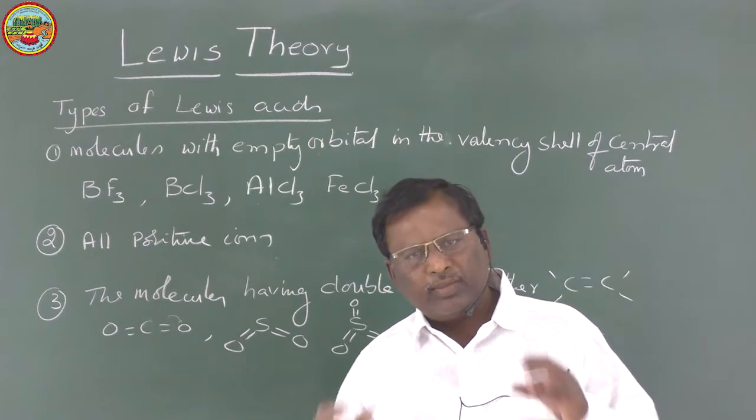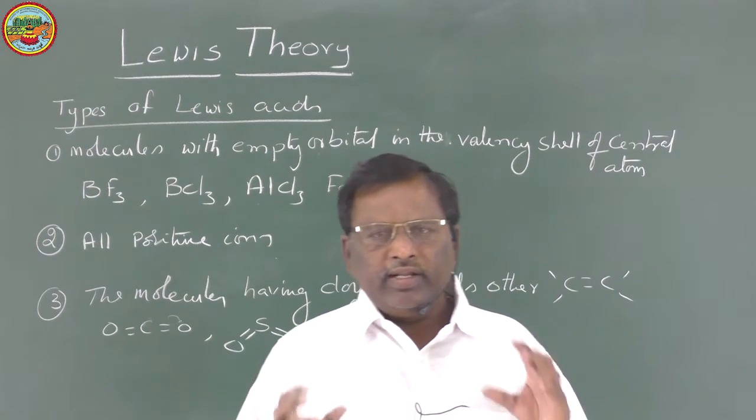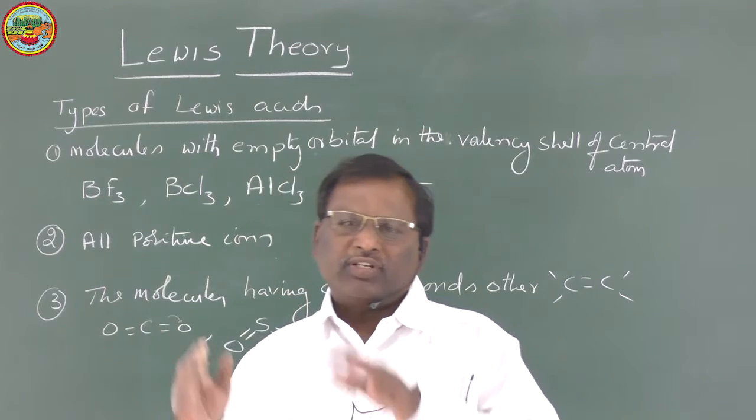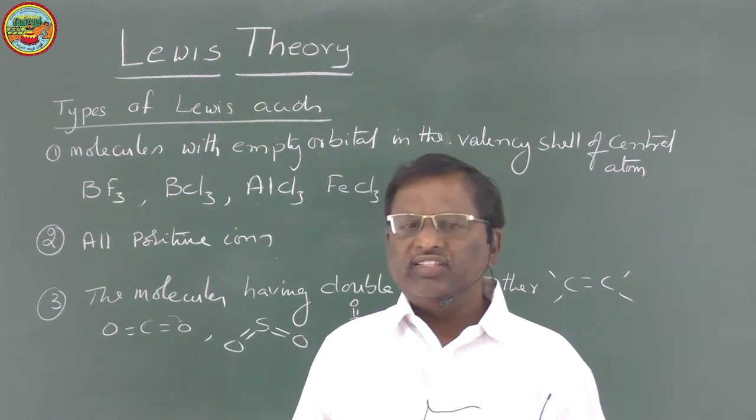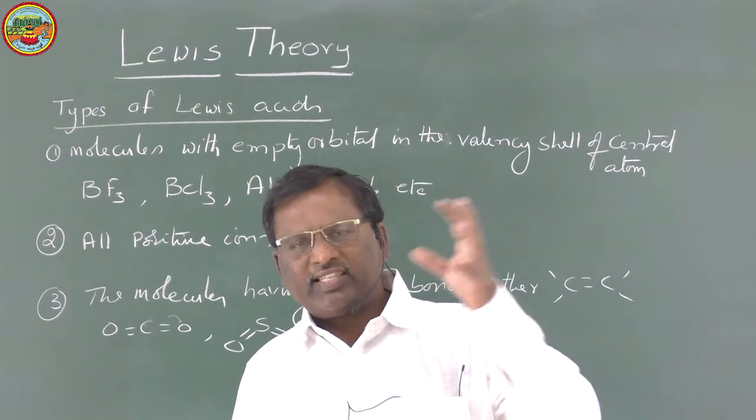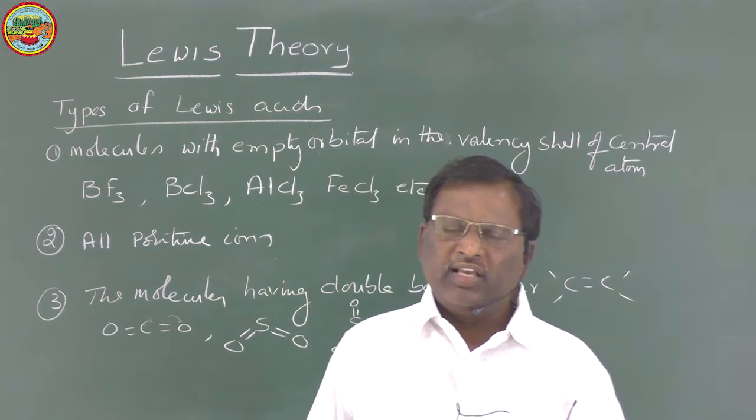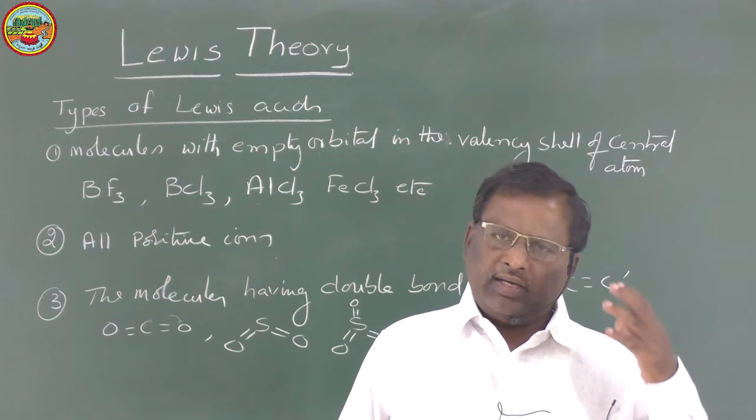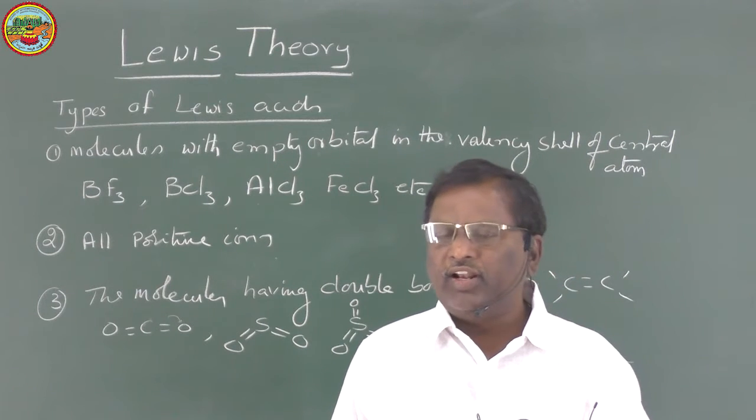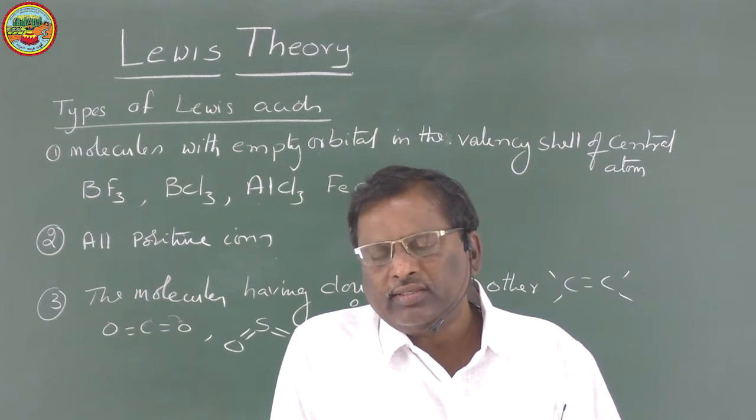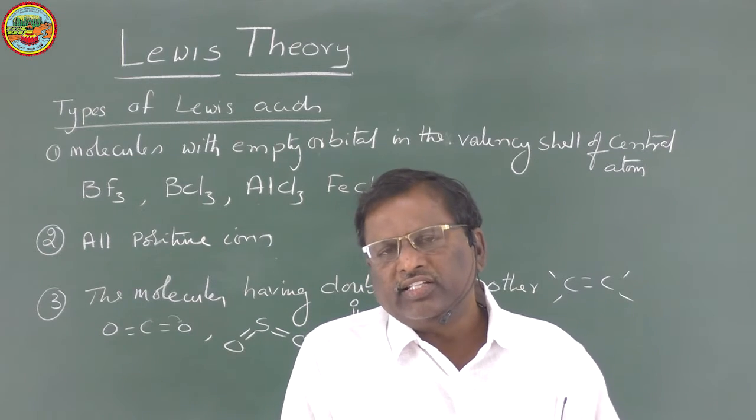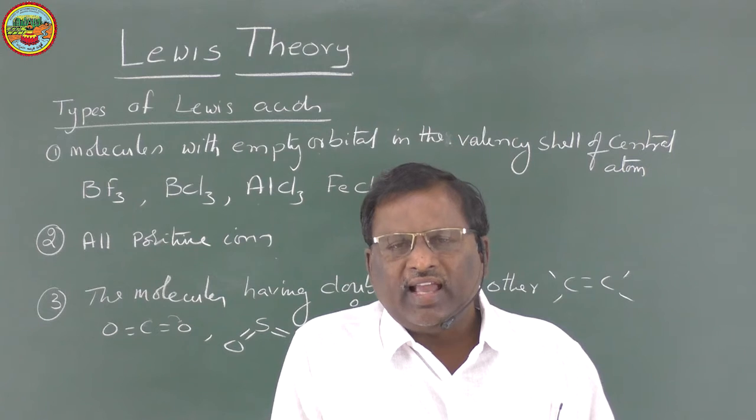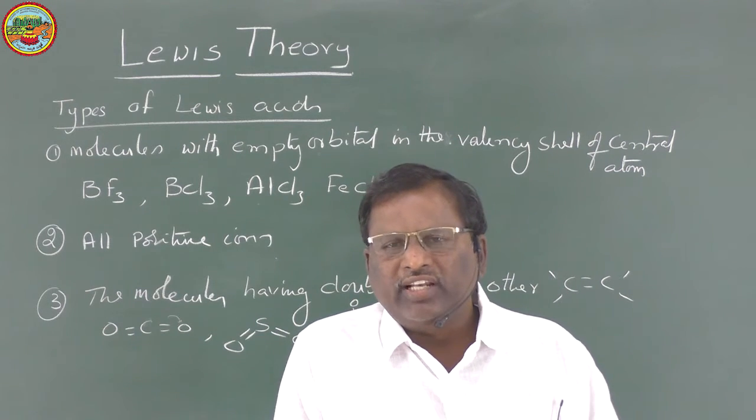Now, here, Lewis theory explains the behavior of acids and bases in terms of electron pair donation or electron pair acceptance. According to Lewis theory, the species which can accept a pair of electrons from other species is considered as an acid, and the species which can donate a pair of electrons is considered as a Lewis base. Now, in the present condition, we are going to discuss Lewis acids. These Lewis acids are broadly classified into three types.